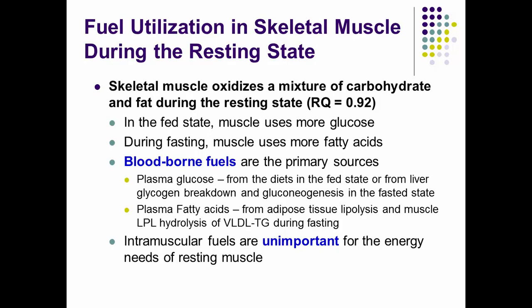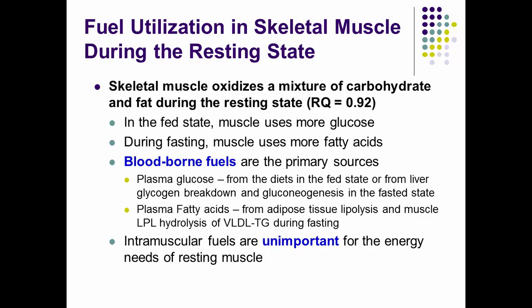Now let's talk about the fuel utilization in skeletal muscle during the resting state. You're not exercising, right? The resting state. This we already mentioned before, when we talked about fuel utilization in the fed and fasting condition. So in the fed condition, the muscle basically utilizes a mixture of carbohydrate and fatty acids, and the RQ will be around 0.92.